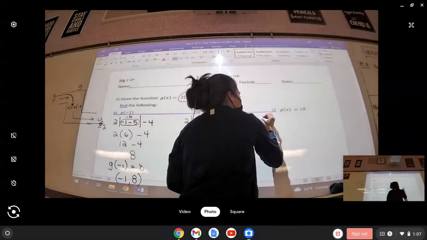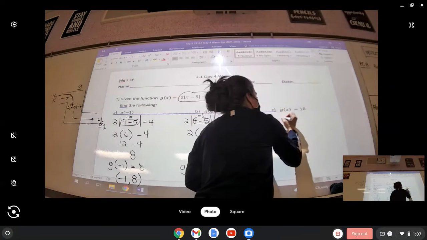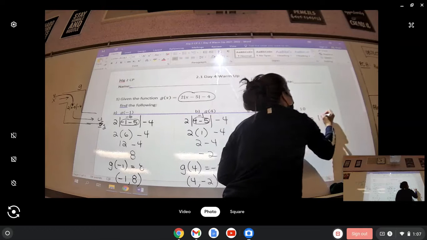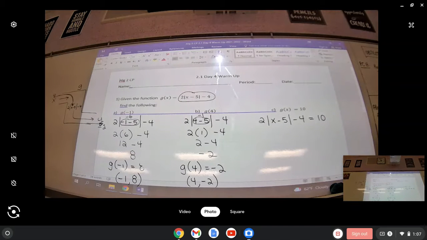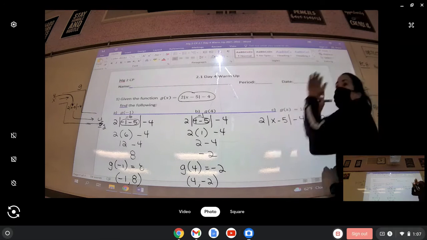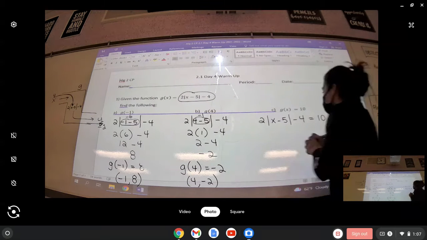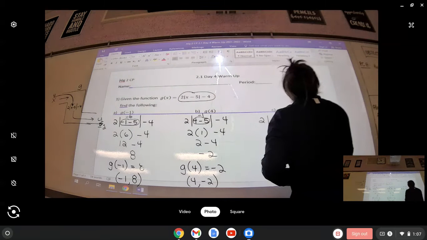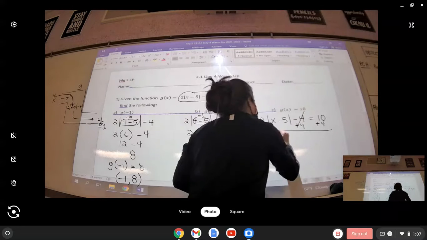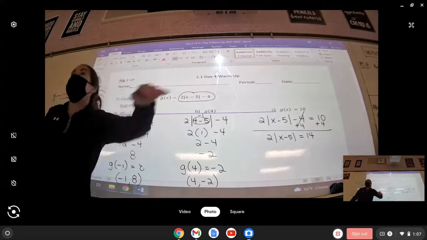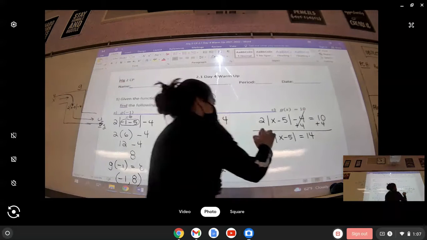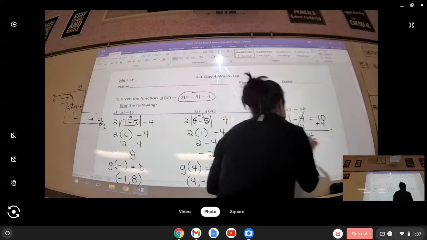So then we're going to get this. So basically, you have an absolute value equation to solve. How did we start every single absolute value problem? Add 4, because what are we trying to do? Get the bars alone. So let's add 4, the one that's not attached to the bars. All right, then we have 2 times the absolute value of x minus 5 equals 14. What are we going to do last to get those bars alone? Divide by 2.